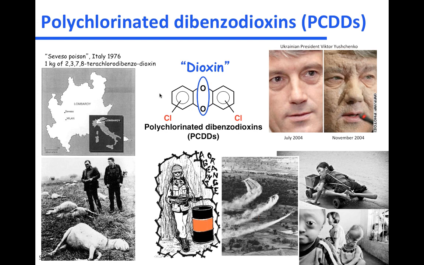On the top right, you may remember the president of Ukraine about 10 years ago. He was poisoned in an attack, and you see the effects, the immediate effects of dioxins. You get a disease called chloracne, and your skin reacts, what is very obvious in this picture. So the point I want to make is that polychlorinated dibenzodioxins were viewed as typical xenobiotics, man-made compounds.